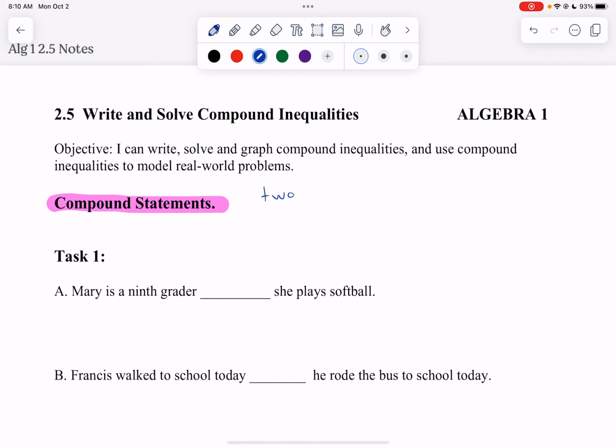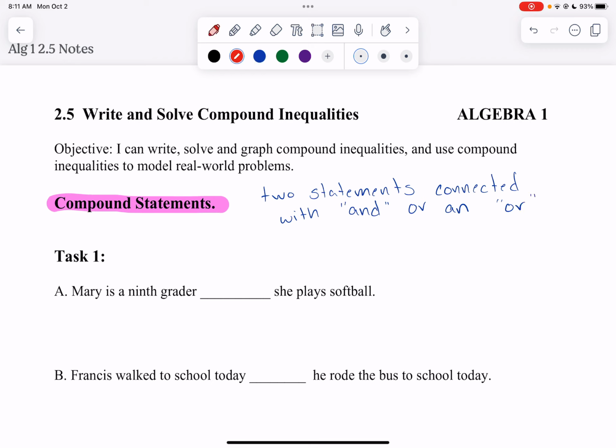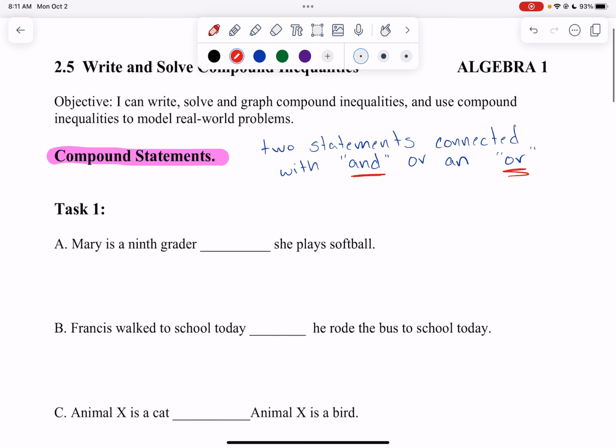So basically, we take two statements and we connect them with the word and or or. So we connect them with either the word and or or, which makes a compound statement. So it's two statements we put together with and or or between them. Okay, so let's go ahead and look at statements and work at connecting them.